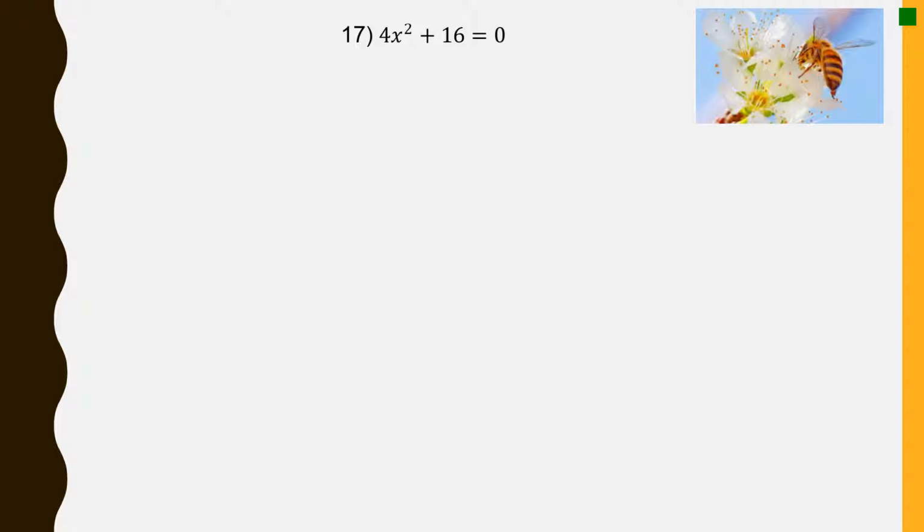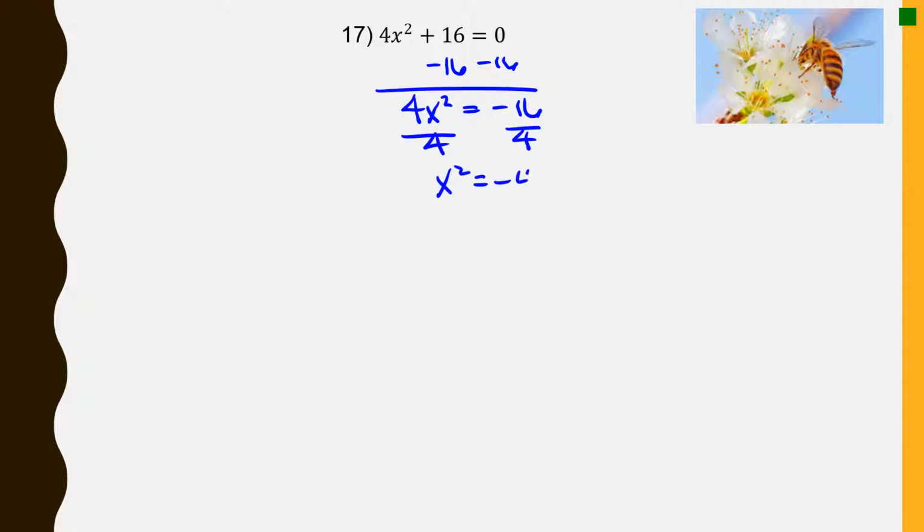Okay, 4x squared plus 16 equals 0. Oh my gosh, so many things you could do here. But if you know, oh, that is a beautiful flower. If you notice there's only one x squared term or one variable term, you could solve this using the square root method. So 4x squared equals negative 16. Divide by 4. x squared is negative 4.